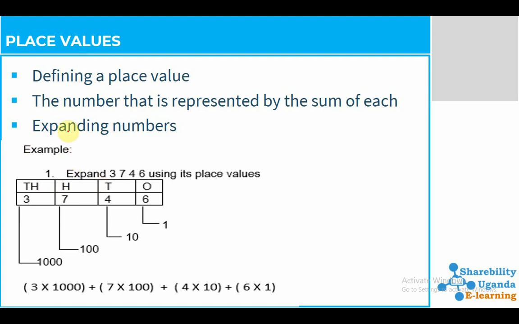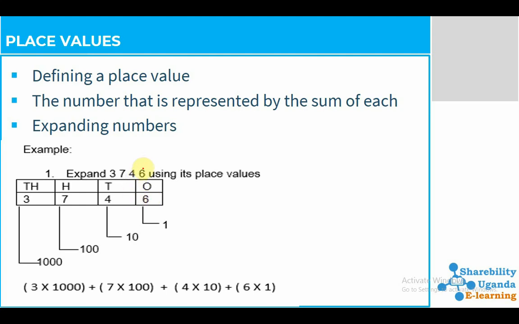So this is an example first, and in our example number 1, we have been given a number. They are saying expand 3746 using its place values. As we have talked about the ones, tens, hundreds and thousands, this is how you can present it for it to be very easy for you. Now we are saying that we shall be able to get that number which is given and place it in the value of that number.